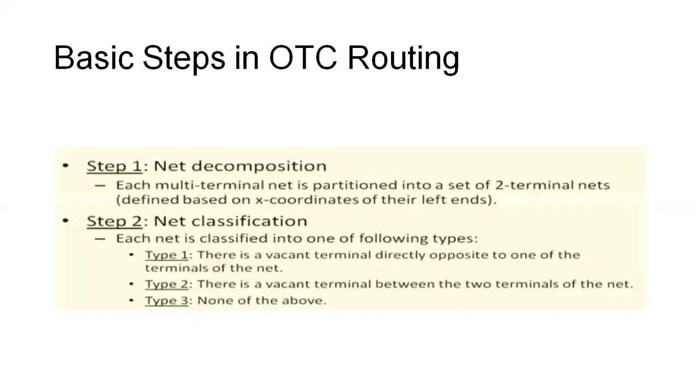So let me talk about the basic steps. As I told you, we'll be talking about the algorithms, so how to do the OTC routing with the help of an algorithm. I'll be talking about these steps that will complete the discussion. There are several algorithms which have been proposed for the OTC or over the cell routing. So I am suggesting some basic steps in one such approach. In the first step, we are doing some kind of net decomposition, which means if you have a multi-terminal net, you partition it into a set of 2 terminal nets.